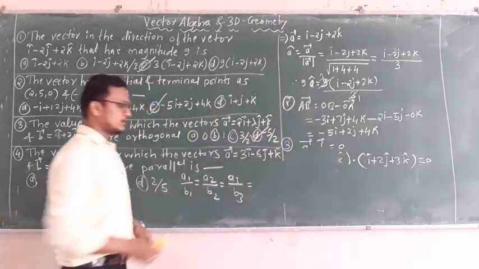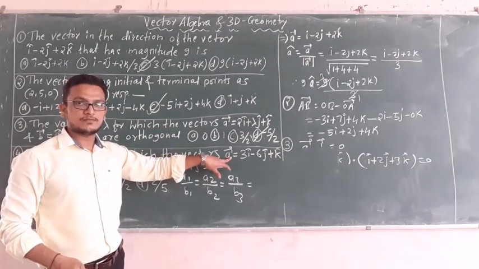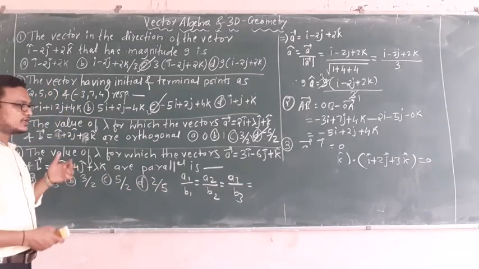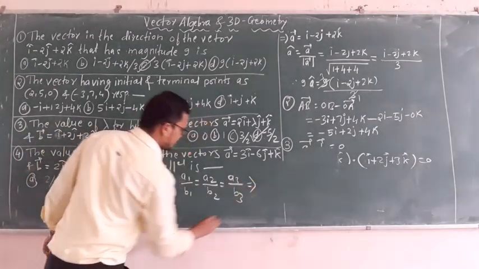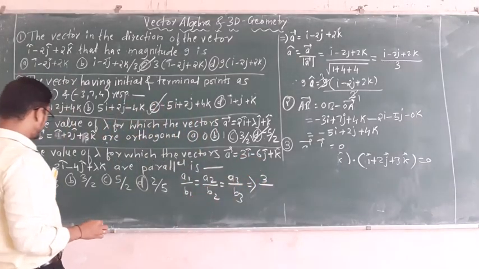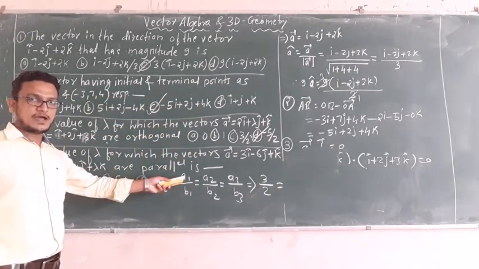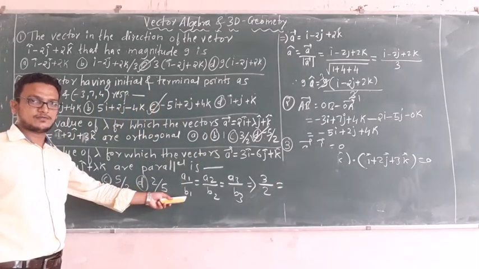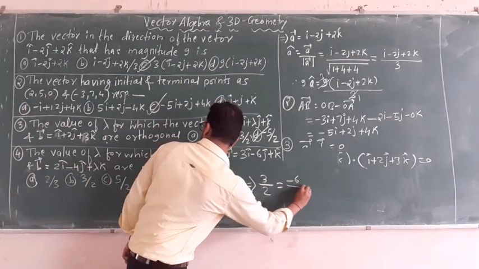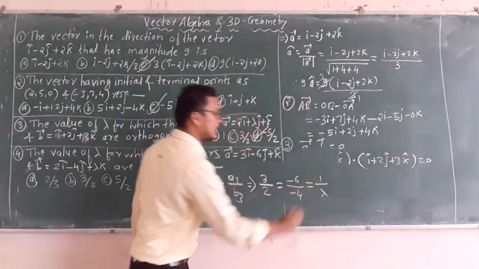The A1, A2, A3 means what? These are the coefficients of vector A, and B1, B2, B3 are the coefficients of vector B. So the ratio is given. Just see now, A1 upon B1, so it is 3 upon 2, which means coefficient of i divided by coefficient of i from vector A and vector B. Second one is minus 6 upon minus 4, and next 1 upon lambda.